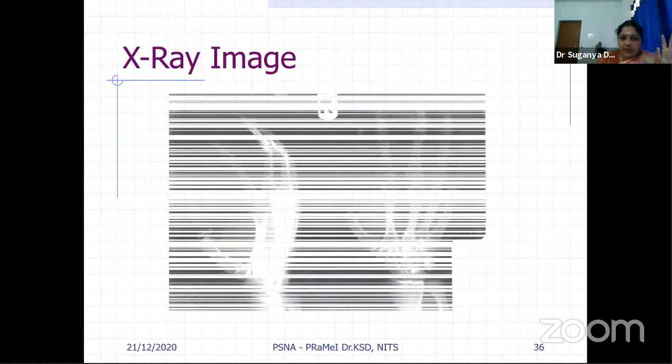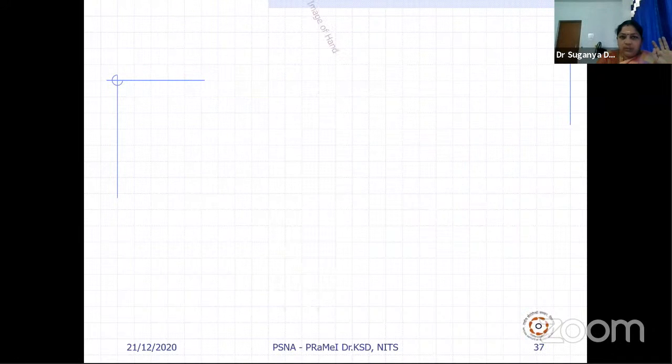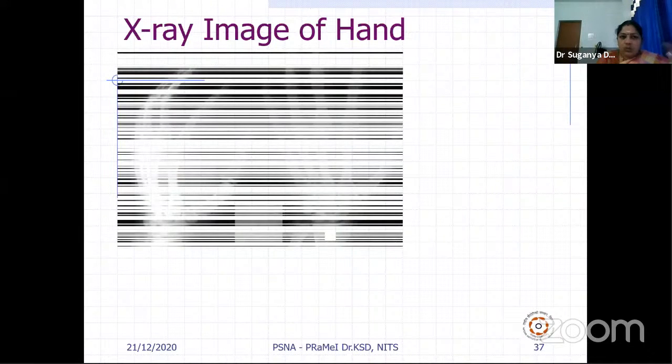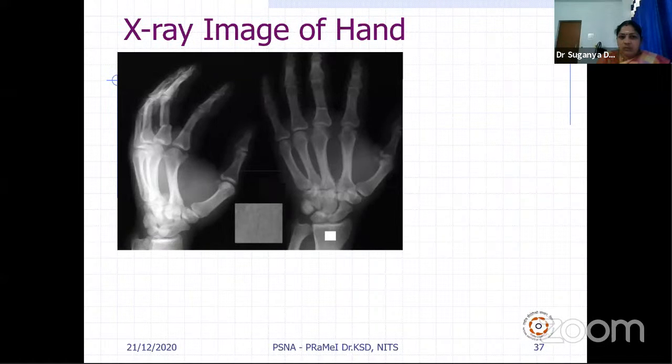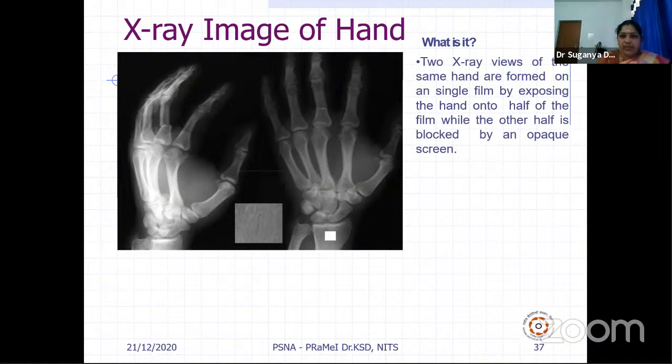So first comes this X-ray image. What is this? This is nothing but an X-ray of a hand. Two X-ray views of the same hand are formed on a single film by exposing the hand onto half of the film, while the other half is blocked. First we block one half and the hand is projected. Next we block the other half and another position of the angle is projected on the same film. So this is two X-ray views of a single hand.